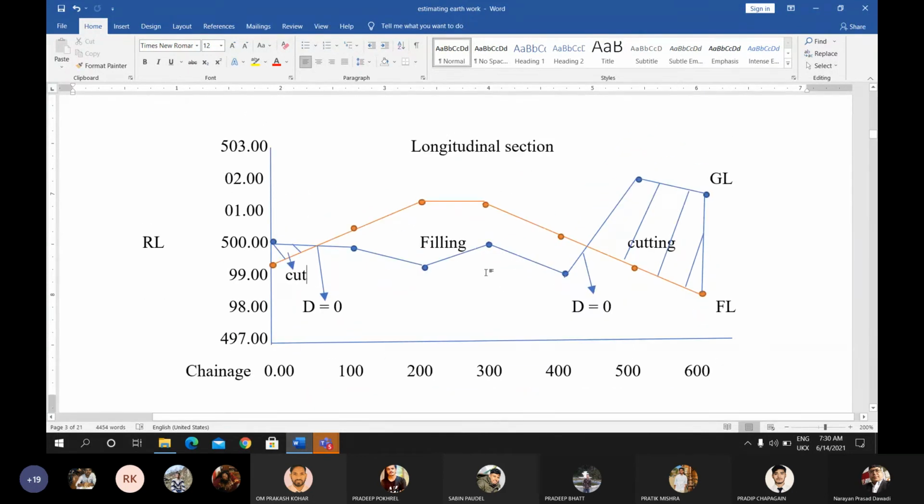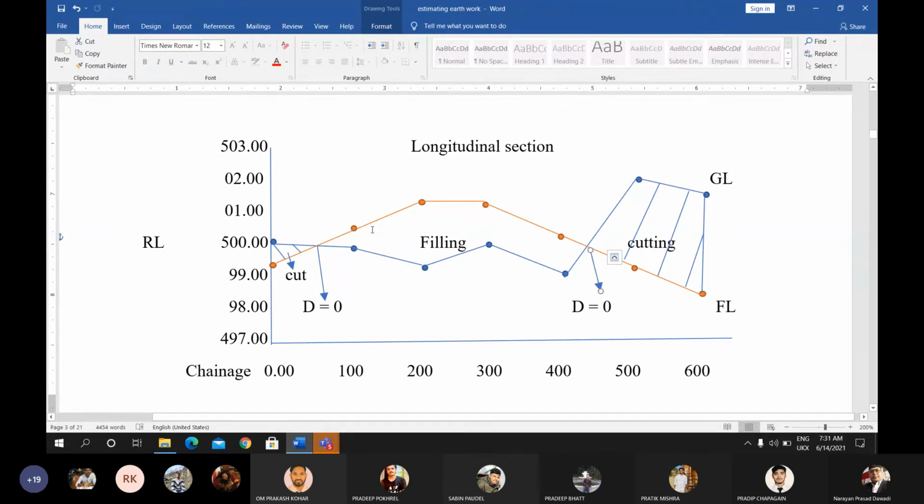Now, at 0 meter, the ground level is above the formation level, so here is the depth of cut. Here is the depth of fill, and here also depth of fill. For the 0 meter channel we have to cut, and for the second channel of 100 meter, the formation level is higher than the ground level, so here we have fill.